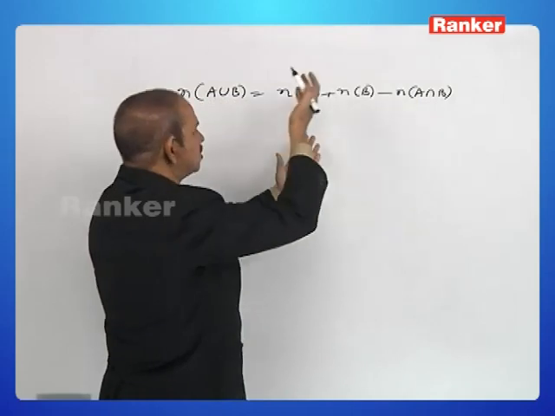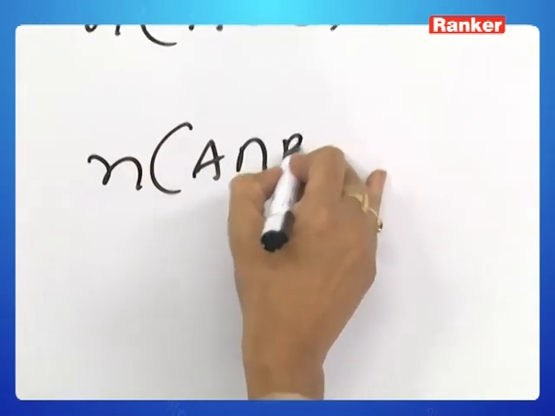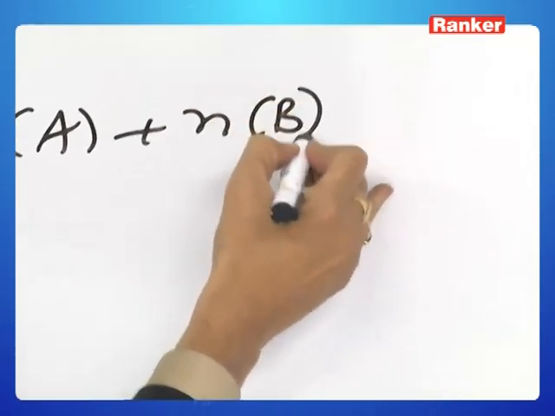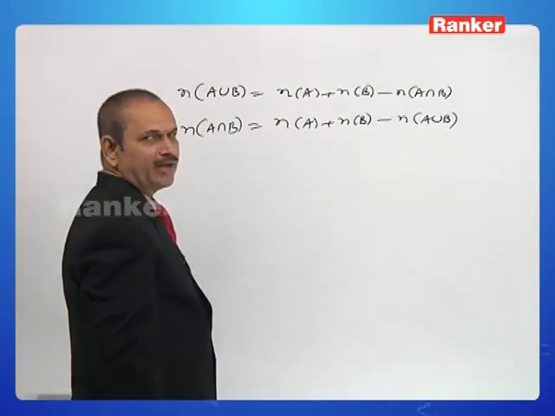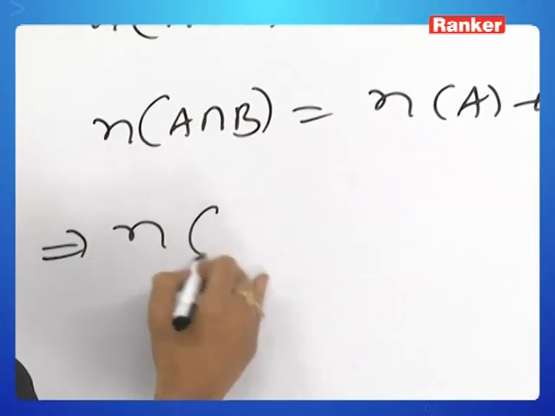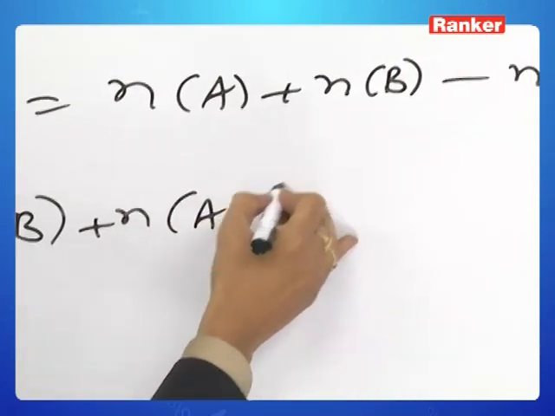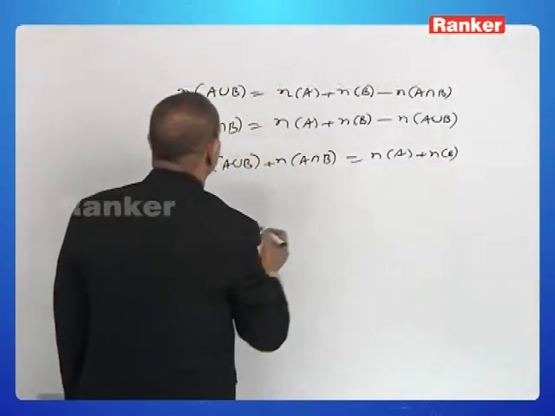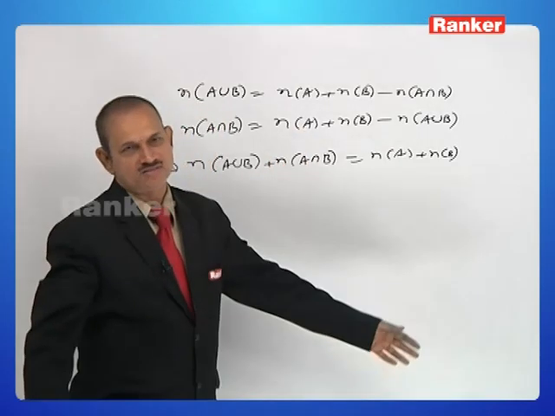And these terms can be transferred from one side to the other. Then n of A intersection B is equal to n of A plus n of B minus n of A union B. Good. You bring this to this side. What happens? n of A union B plus n of A intersection B is equal to n of A plus n of B. These are all very useful, very important results.